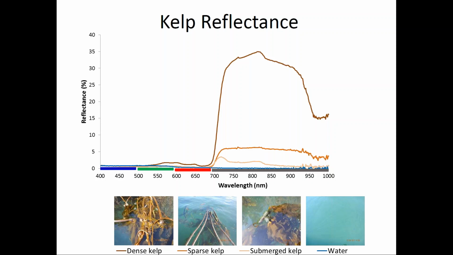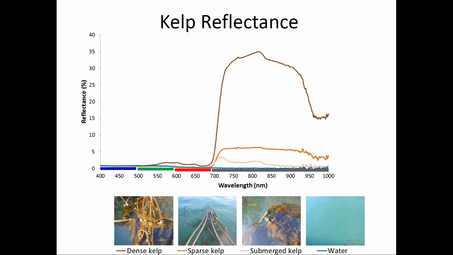And the different plots there represent different densities, in which the brown one is for very dense kelp, sparse is the slightly brownish, and pink for the submerged, and the reflectance for water is your blue curve. And what you notice is the water has very low reflectance, especially in the infrared part of the spectrum above 700 nanometers due to light absorption by the water molecules themselves.